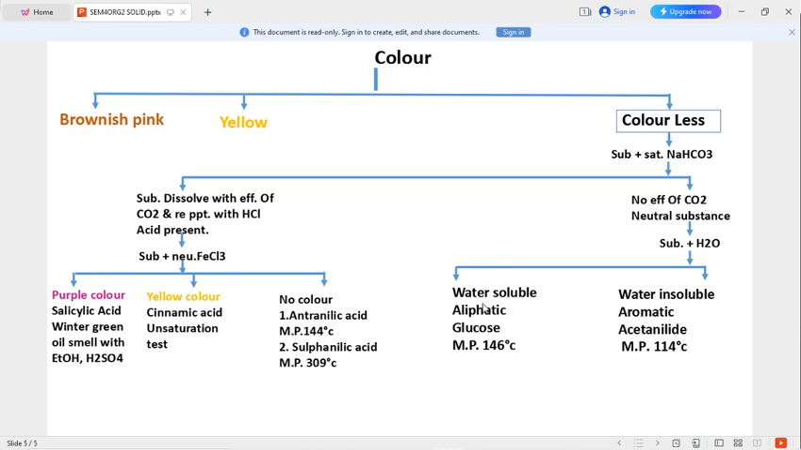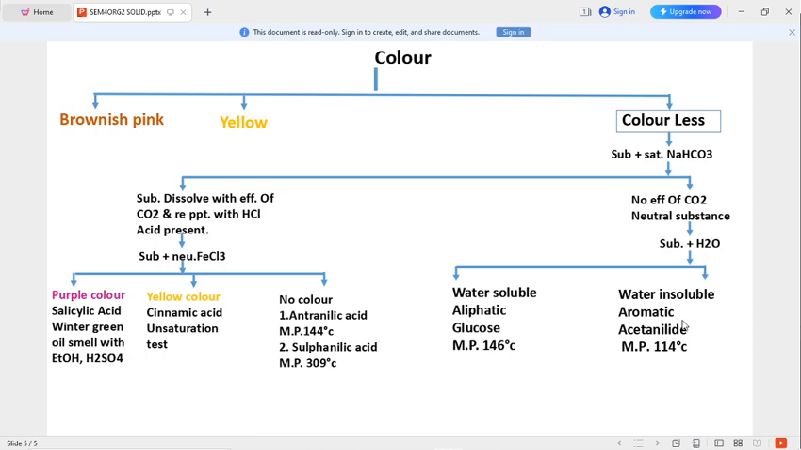Now see, only two neutrals, both are white, all are colorless actually, in which glucose is water soluble and acetanilide is water insoluble. Glucose is aliphatic, acetanilide is aromatic, and there is a difference between their melting points also. So the moment you find that your compound is neutral, the simple thing is to check the water solubility. If it is water soluble, it would be glucose. Further, you can confirm with porcelain heating. Glucose also has an aldehyde functional group, so it gives the silver mirror test, very good. And if it is insoluble, it settles at the bottom of the test tube.